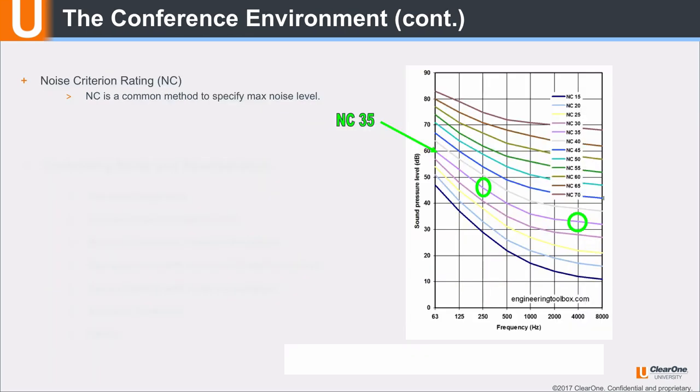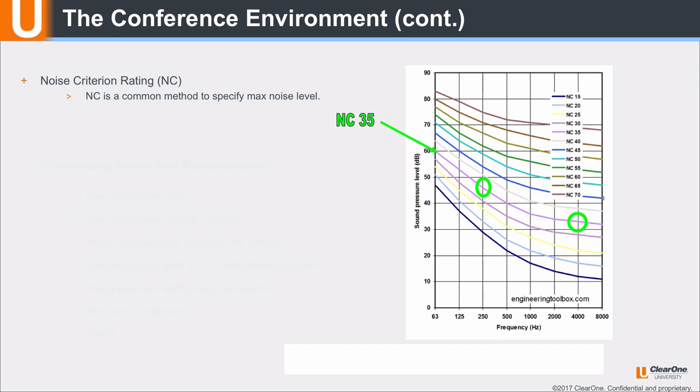A common method for specifying noise limits is by providing a noise criterion rating. Noise criterion accounts for the sensitivity of human hearing in various frequency bands. NC 30 to 35 is a common requirement for high-end conference rooms. If you're looking at the NC graph on the right, you'll notice that NC 35 requires a noise level less than 33 dB at 4,000 Hz, but allows a noise level of 45 dB at 250 Hz. This is because you are more sensitive to high-frequency noises.